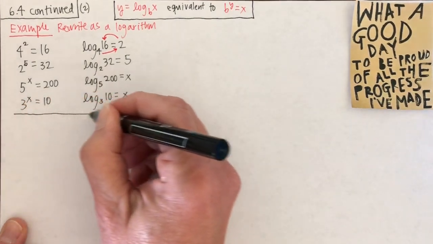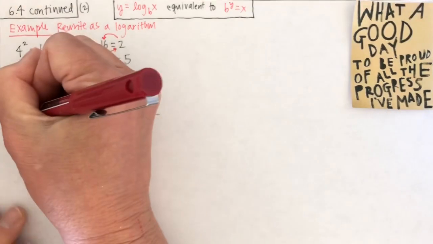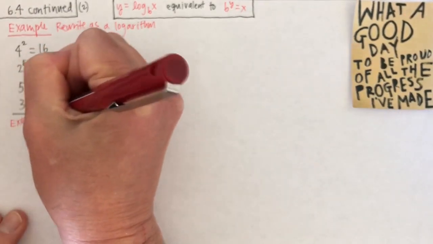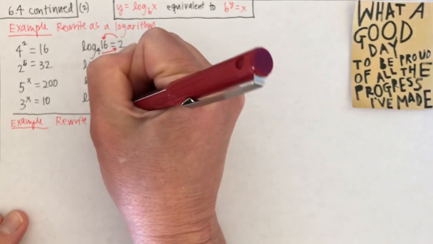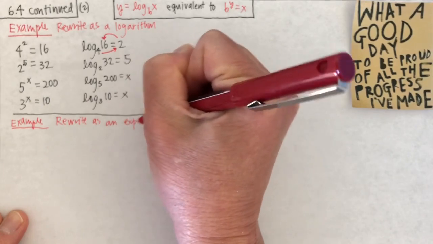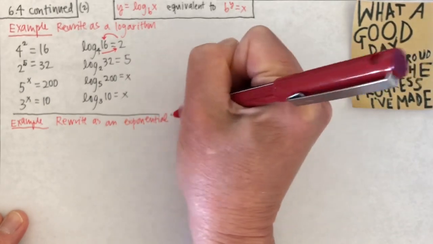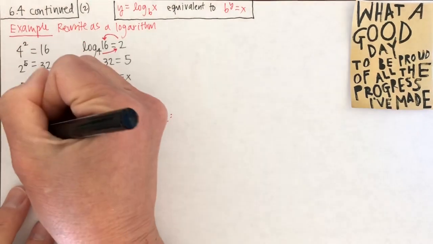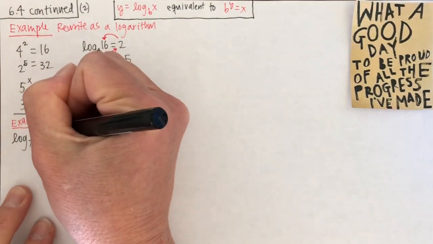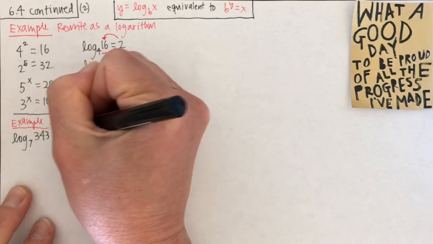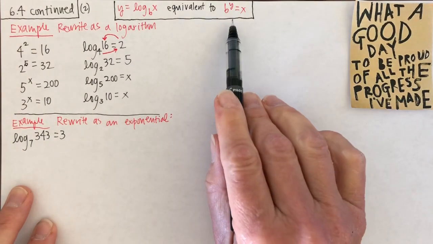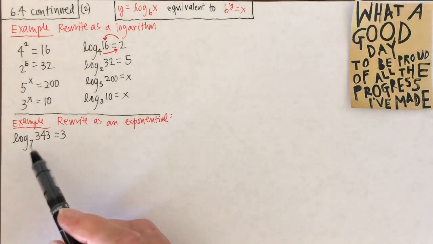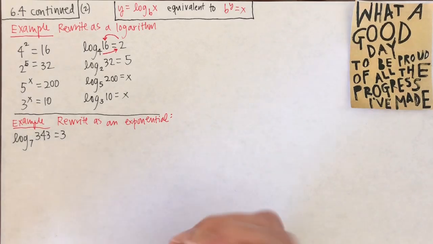Okay, let's try going the other way. For this example, we're going to rewrite as an exponential. We'll start with this one: log to the base 7 of 343 equals 3. I'm already in a logarithm, so I'm going to rewrite it as an exponential. Rewriting as an exponential, we take this little tiny number as the base, so 7 to the third equals 343.